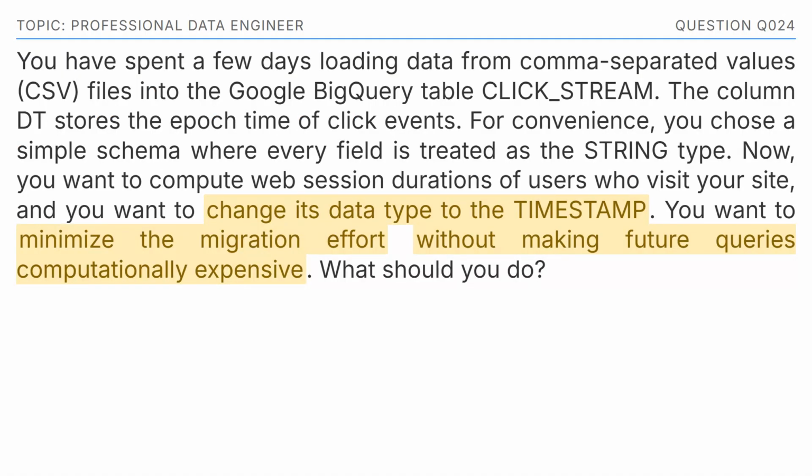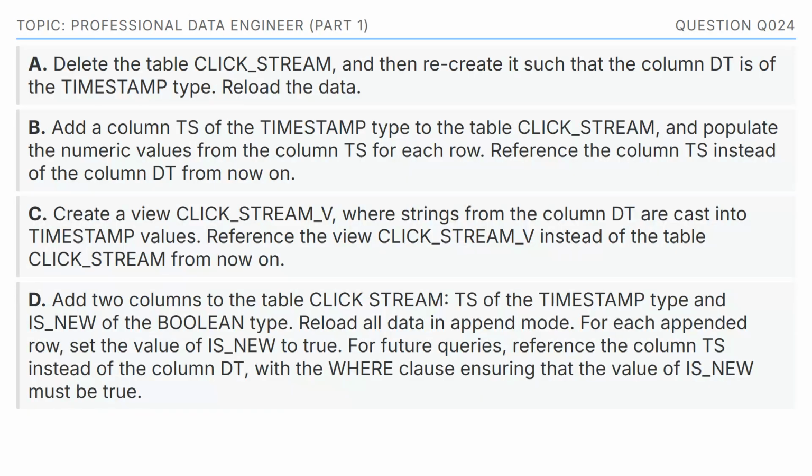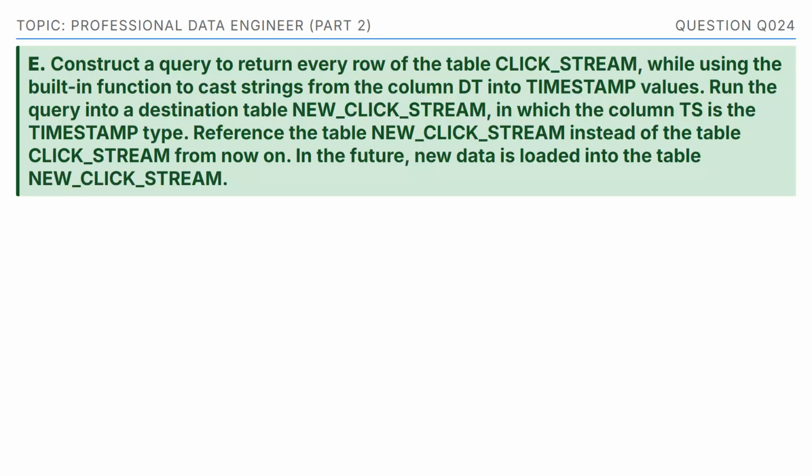To arrive at the correct answer, we focus on the keywords: change its data type to the timestamp, minimize the migration effort, without making future queries computationally expensive. Review the options on screen. The correct answer is option E. Construct a query to return every row of the table click_stream, while using the built-in function to cast strings from the column DT into timestamp values.